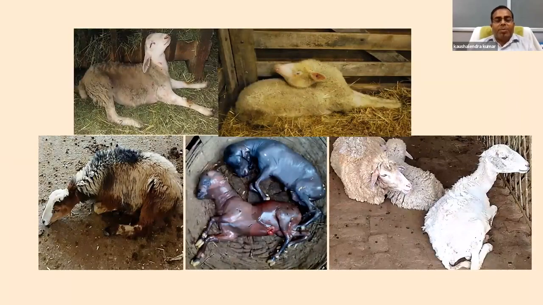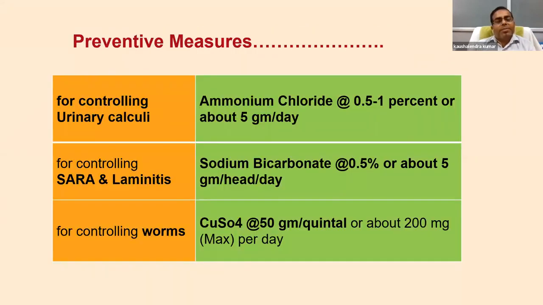Here we can see some photographs of the above deficiency problems: the polioencephalomalacia condition in sheep, hairless fetus, and rough hair coat. These are all associated with the deficiency of vital nutrients like minerals. Here we can state the preventive measures associated with some disorders. So how can we prevent them?